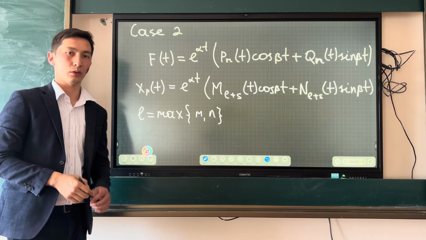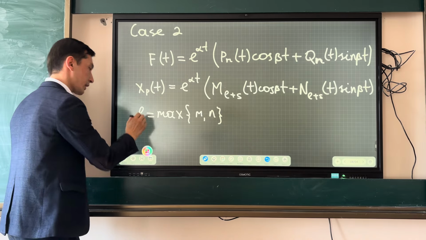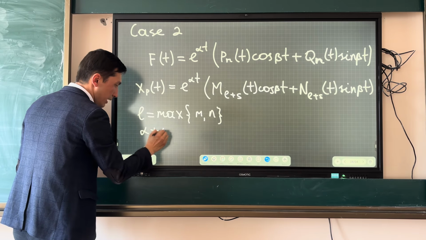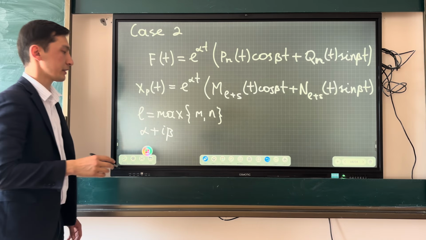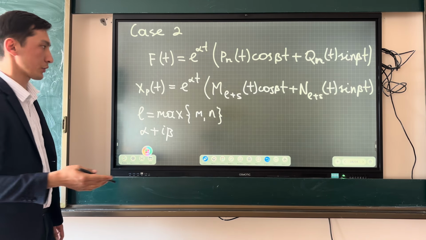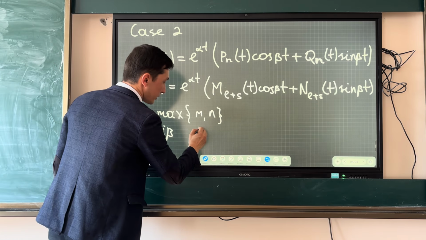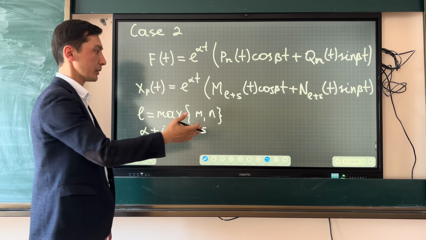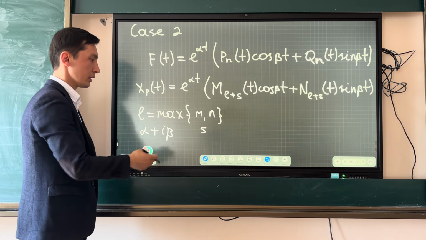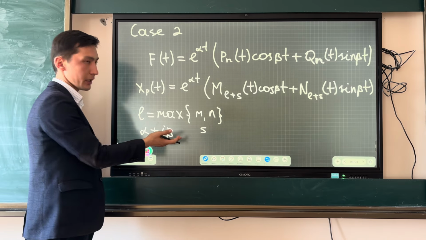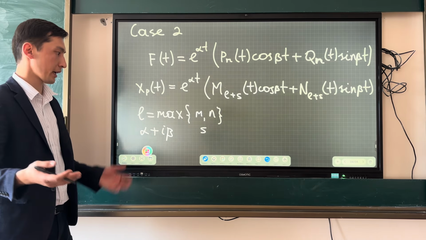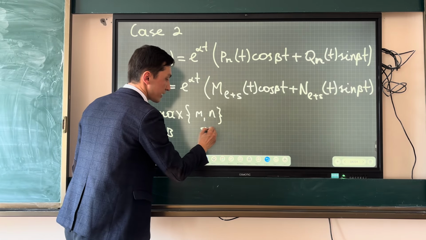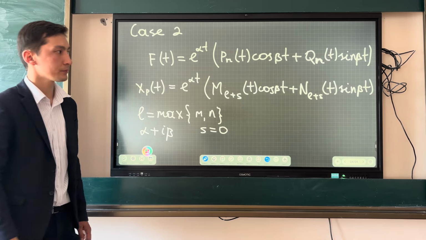And one more thing, if alpha plus i beta is a root of the characteristic equation, then s is the multiplicity of this root. If alpha plus i beta is not a root of the characteristic equation, s equals 0.